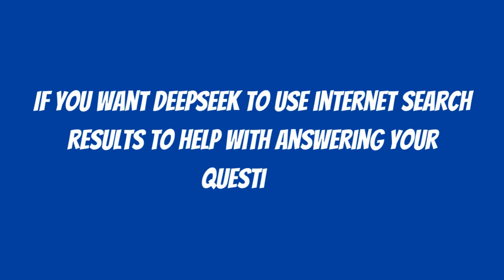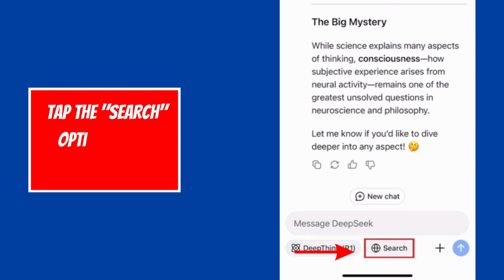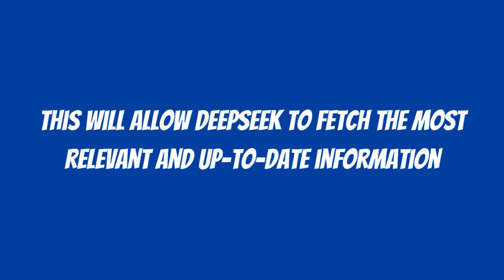How to enable DeepSeek web search. If you want DeepSeek to use internet search results to help with answering your questions, tap the search option at the bottom. This will allow DeepSeek to fetch the most relevant and up-to-date information.